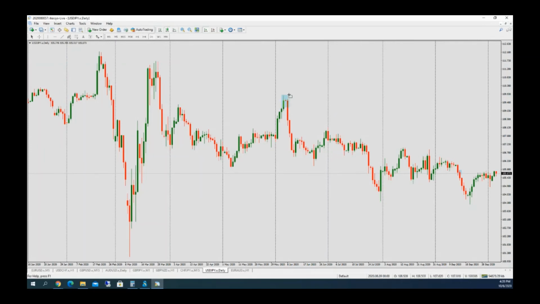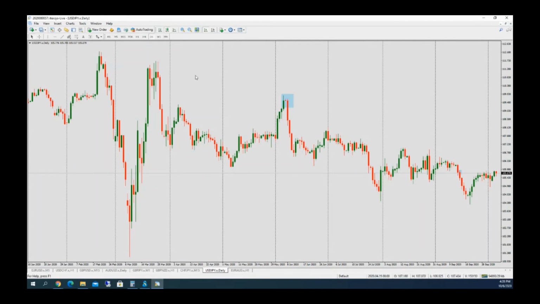this one, a supply. It's a fresh one. The price didn't touch it yet, as you can see here, and we are still waiting for the price to reach that level. Once the price reaches that level, we can sell on the first touch. All right, so this is a supply level and it's a fresh one.